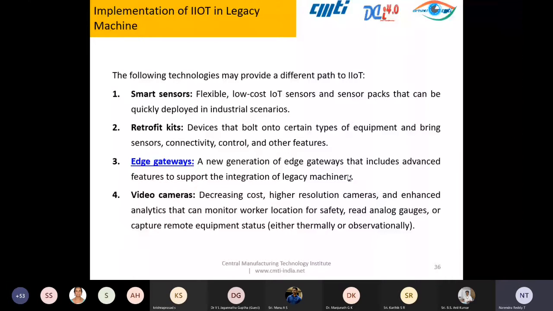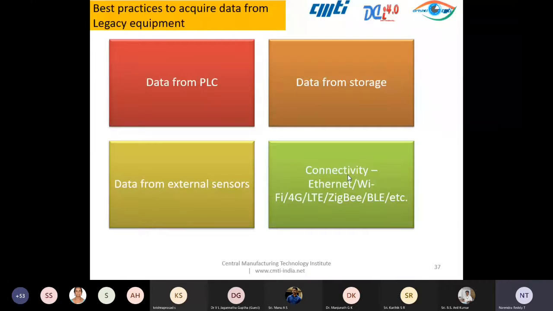And what are the best practices generally people are using for legacy machines? You can take the data from the PLC, you can take data from your storage devices, or you can mount some external sensors, or use some edge gateways like connectivity things, where if your machine has RS-232, you connect with the RS-232 and read the data.